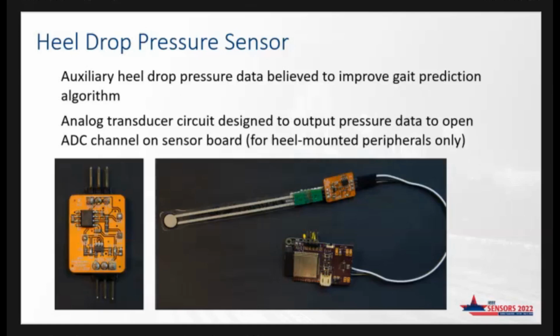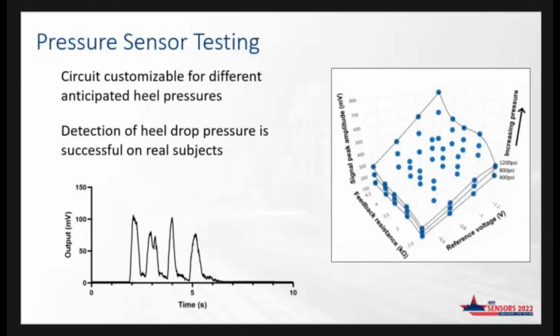So this module is designed to be plugged into the peripheral that's mounted on or near the heel. It slips under the foot, and it does all of the required biasing and whatnot in a self-contained fashion and provides an analog output signal corresponding to the heel pressure. We were able to not only successfully detect heel presses using the circuit, but we can also tune it for specific heel pressure ranges in a predictable fashion.